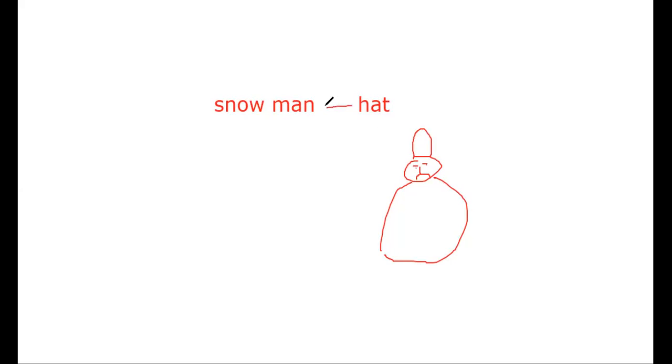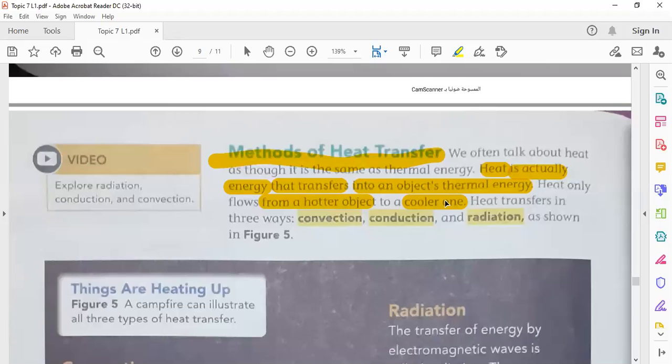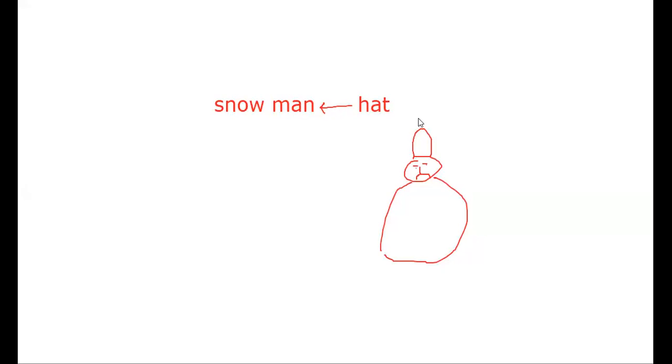It doesn't mean here that from a hotter object to a cooler object, this must be very, very hot. No. If we have two objects with two different temperatures, for example one is 30 degrees Celsius and the other is 25, there is no big difference between them, but this is hotter and this is colder. So heat moves in this example from this one to this one.